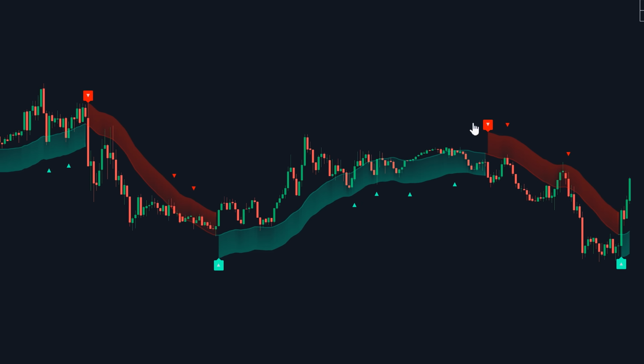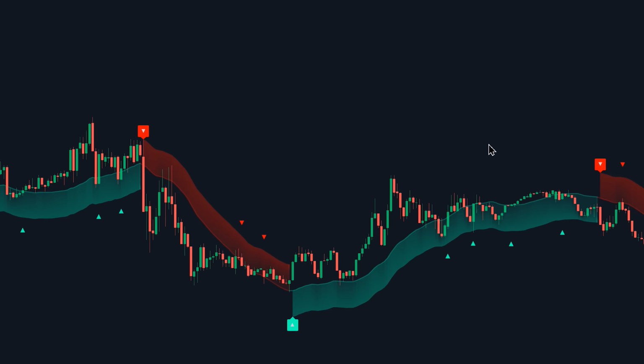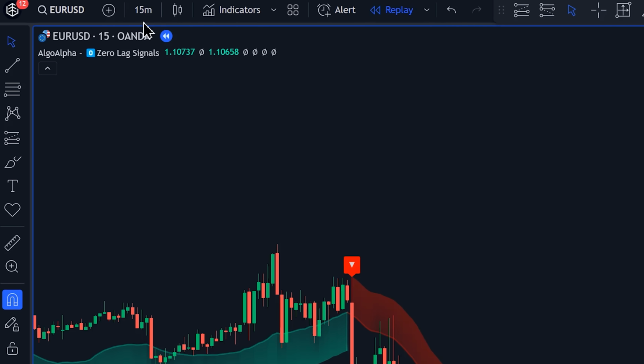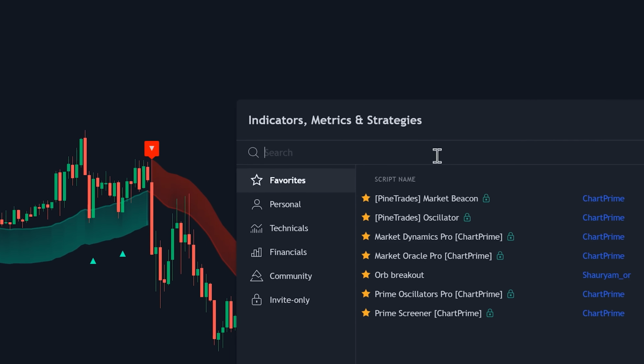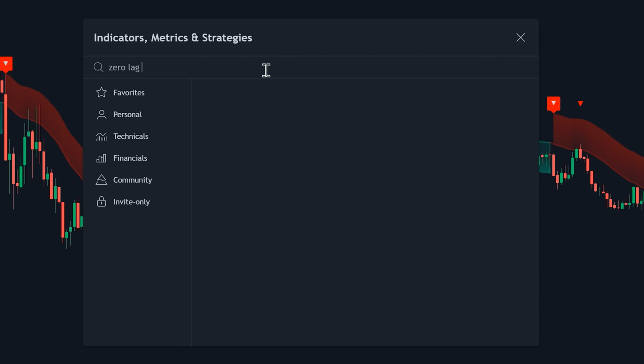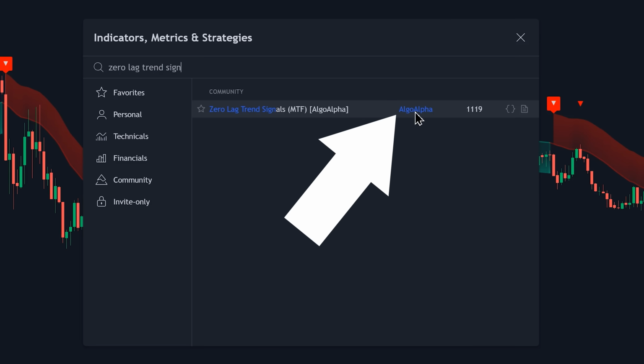Let's get into it. Now, to get started with this indicator, you want to go to TradingView and then open any trading security that you like in any time frame. For me, I'm going to be using the 15-minute time frame of Euro USD. Next, click on Indicators and type in Zero Lag Trend Signals. And you want to select this one created by AlgoAlpha.